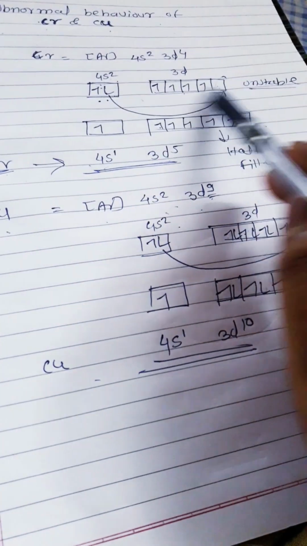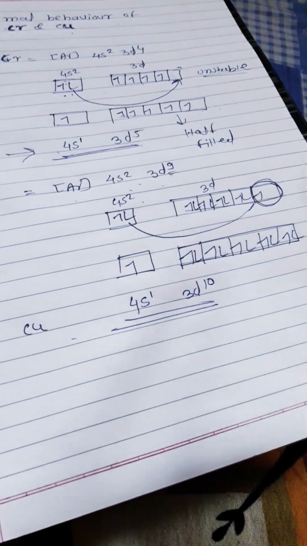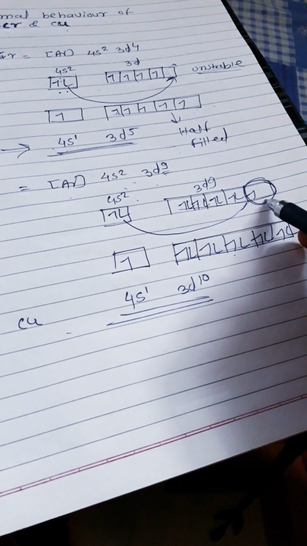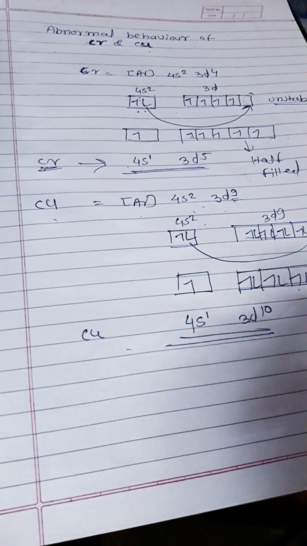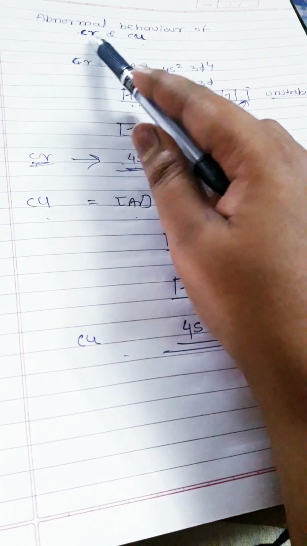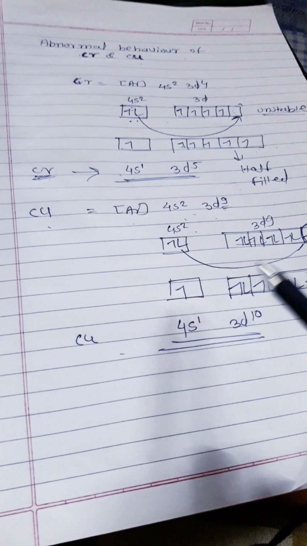If such a structure is there, meaning there is only one empty block, or we can say there is only one empty electron in the case of 3d9, such a structure is highly unstable. So to maintain stability, copper and chromium show such behavior, called abnormal behavior.